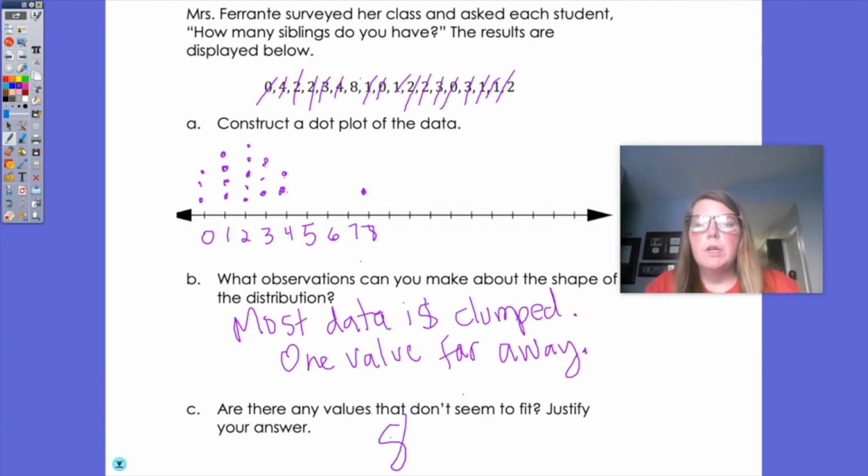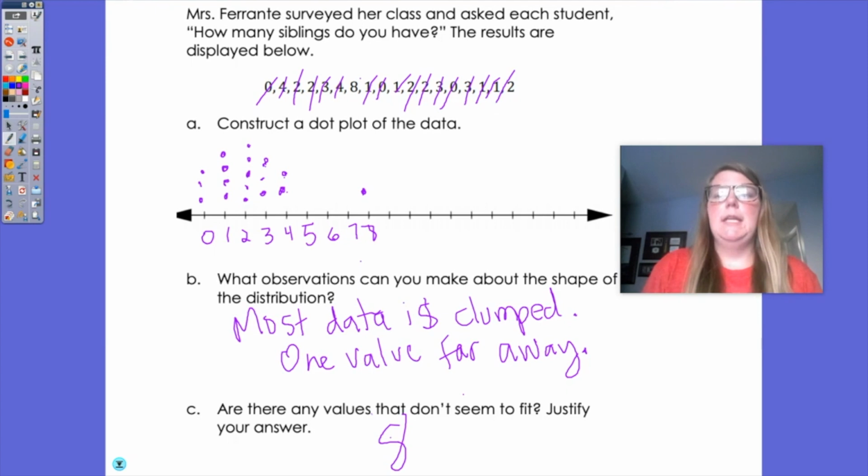And you may have heard this word in the past, but that's called an outlier. Outlier means that you have a piece of data that doesn't really match the trend of the rest of the data. So 8 obviously isn't a very common number of siblings, but in this class, someone had 8. So that would be the part of the data that doesn't really fit. It's called the outlier.